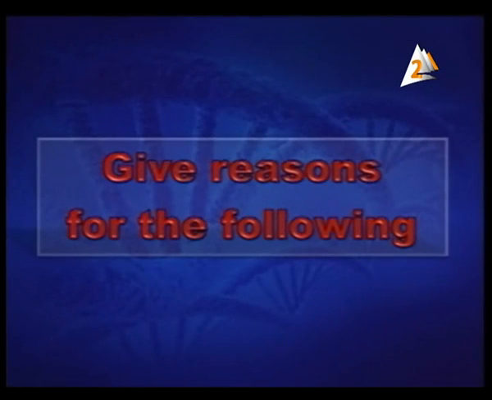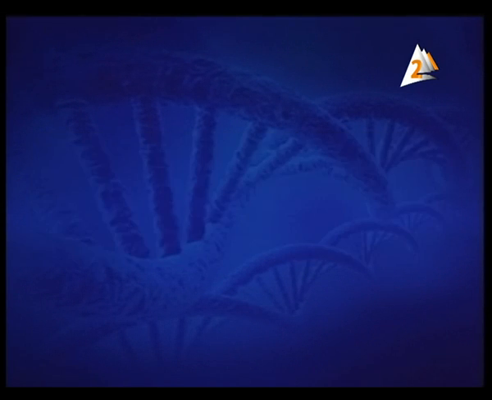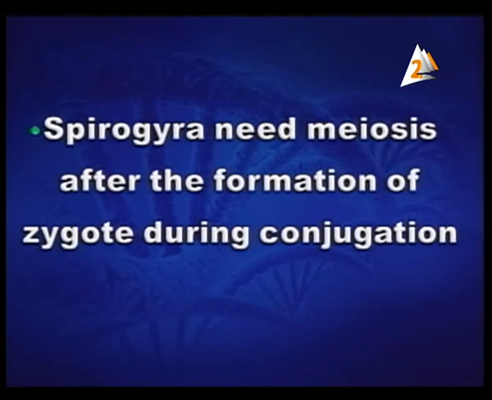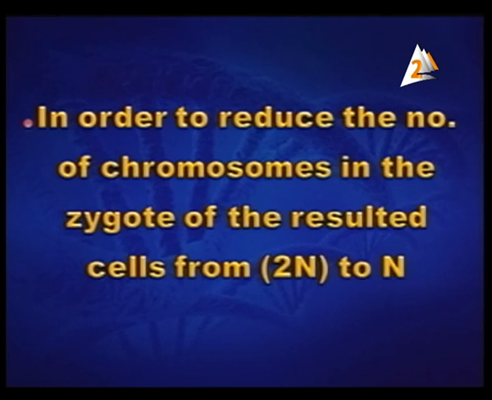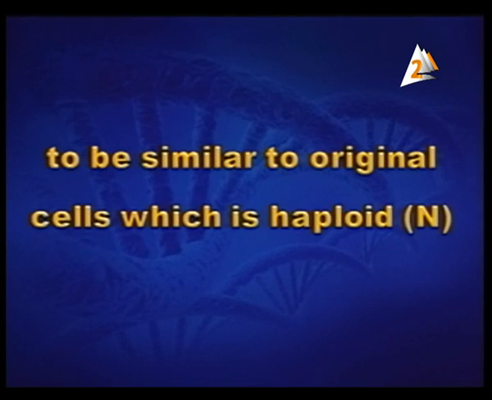Give reasons for each of the following. First, Spirogyra needs meiosis after formation of the zygote during conjugation. Good. In order to reduce the number of chromosomes in the zygote from 2N to N, to be similar to the original cells, which have the haploid number, N number of chromosomes.